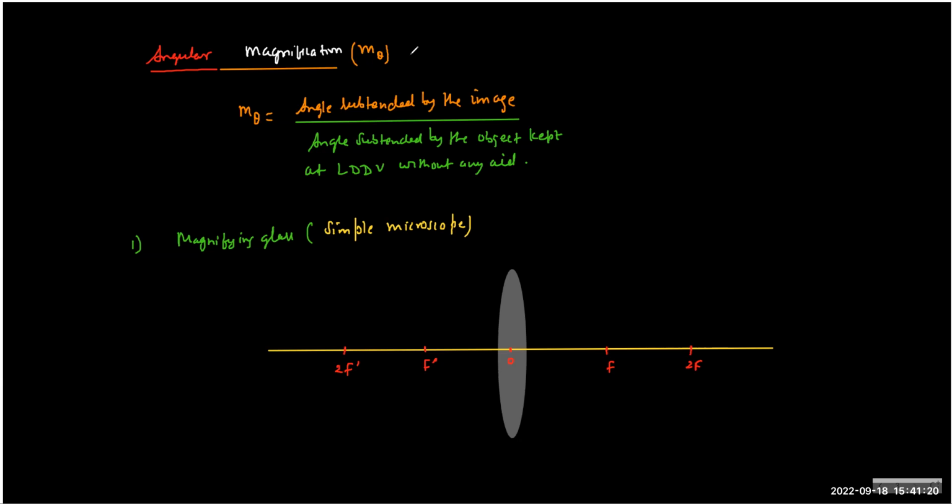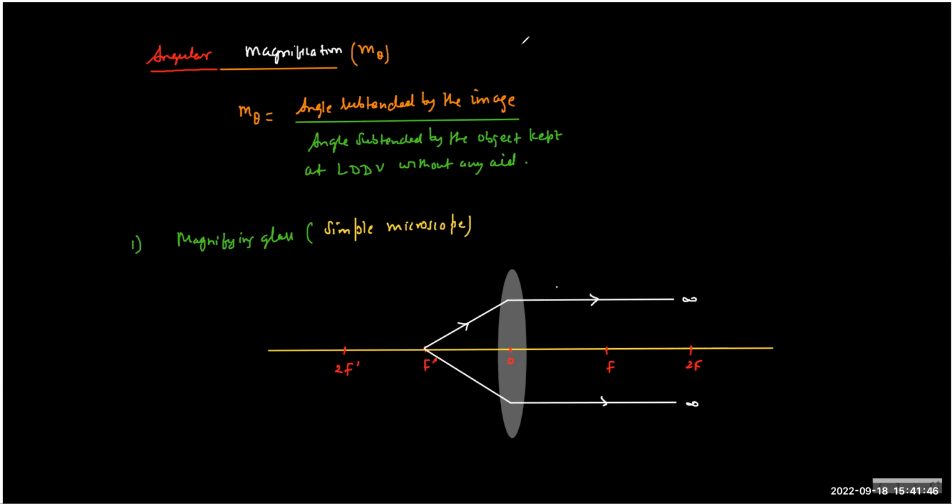At F, what will happen? If the object is at F, what happens? The light will travel, and after passing through the lens, it will become parallel to the principal axis, and therefore where will the image form? At infinity. So we say that the image is going to be formed at infinity. Is this clear?